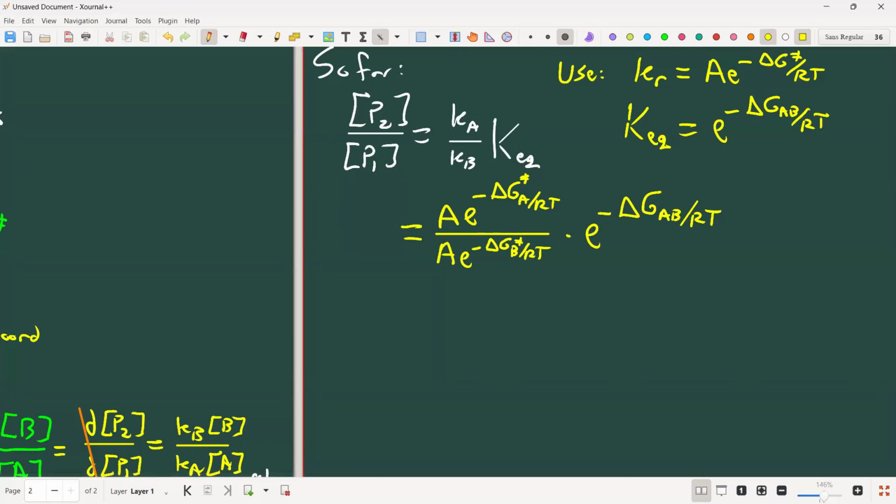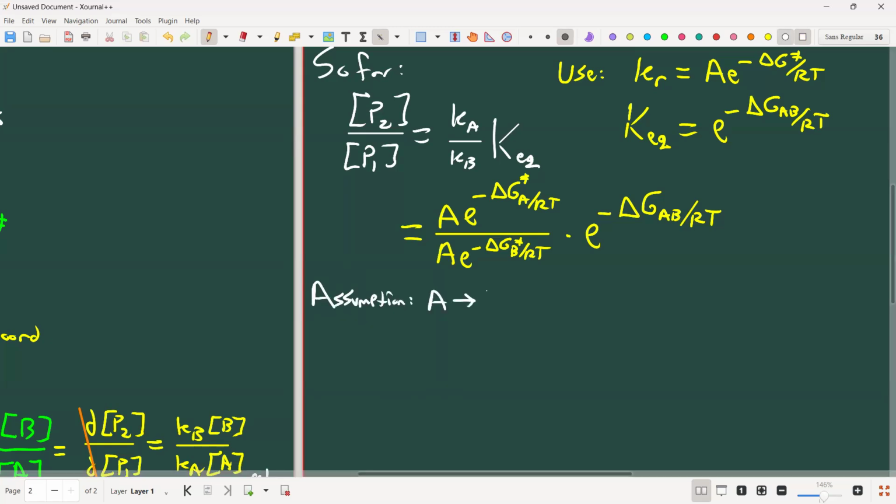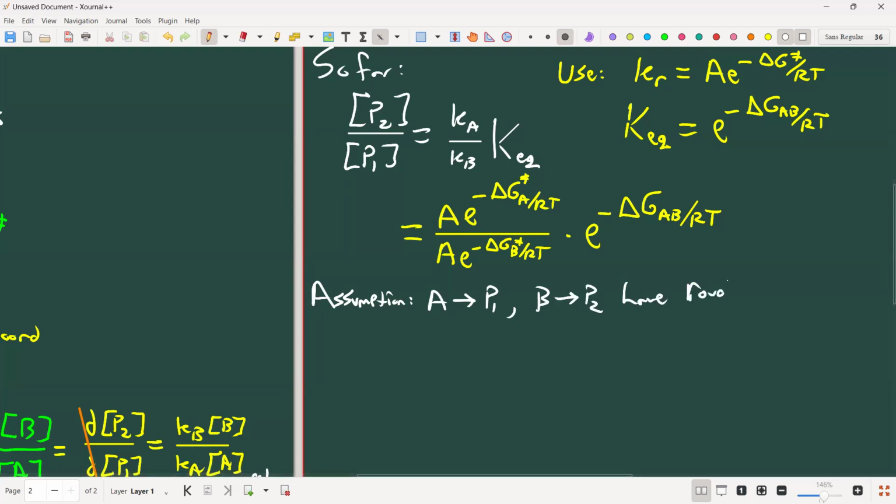Now here's the brutal part, right? These are three energies that we don't really easily know. We can measure them experimentally, no problem. But maybe we can do a couple of simplifications here. We don't know these A's yet, but let's make an approximation, right? Let's assume again, this is liquid phase, condensed phase, right? The idea is, the assumption here is that A to P1 and B to P2 have identical or roughly identical prefactors.